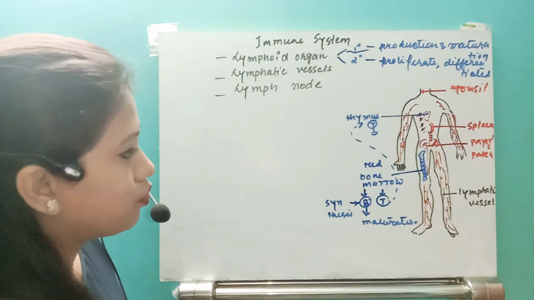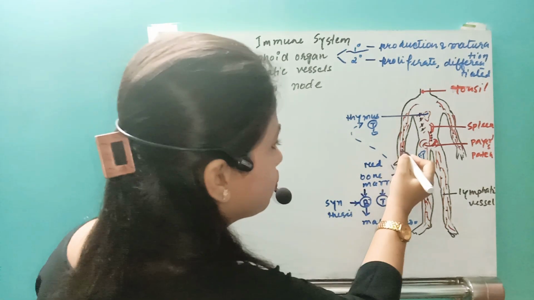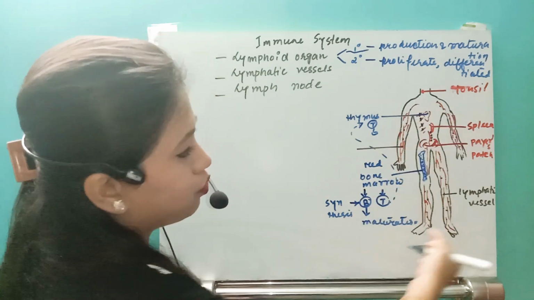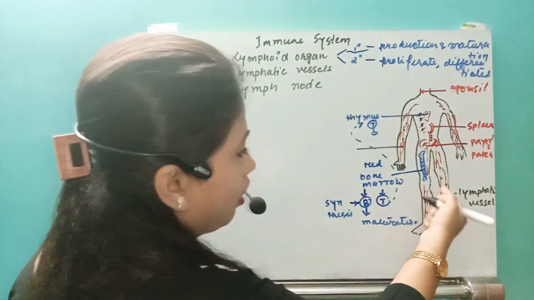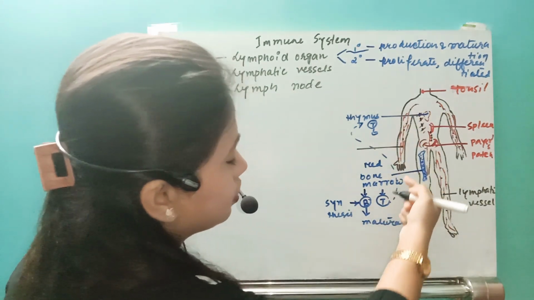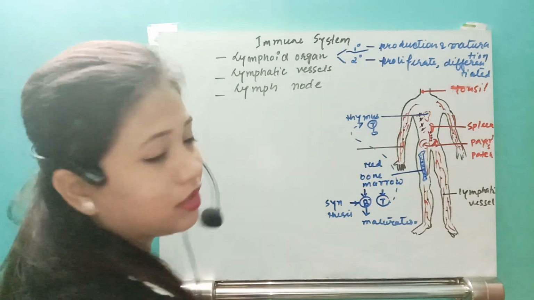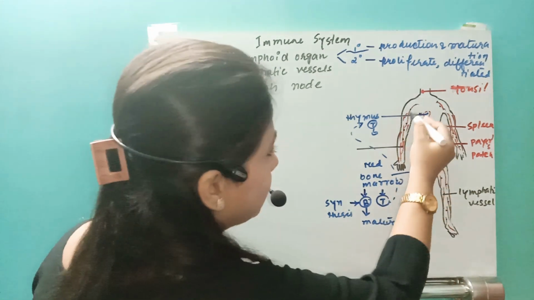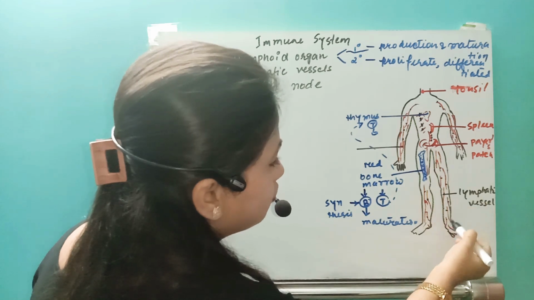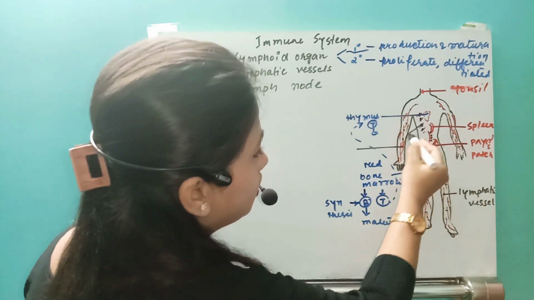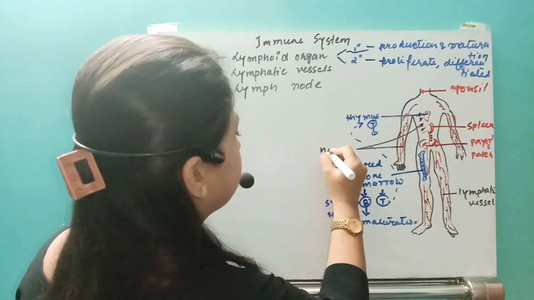So what are the lymph nodes here? The lymph nodes are those black dots I have drawn throughout the body, around the lymphatic vessels, in the region in between. In the middle of the lymphatic vessels I have drawn those dots. Have you seen? So what are those? These are the lymphatic nodes.